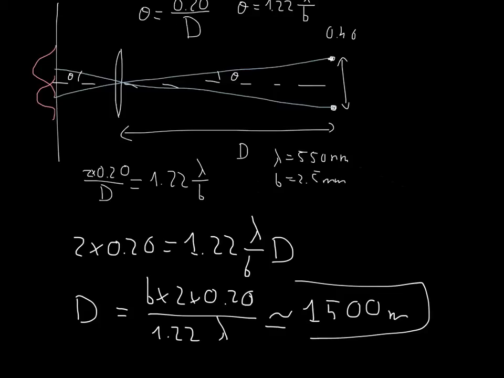So I hope you got the idea. What matters is comparing the angle of separation between 2 points to the angle of the first minimum of the diffraction pattern. If they're equal, then they're just resolved. If one is bigger than the other, then the points are resolved. If this angle is smaller than from here to here, then what we have is points that are not resolved anymore.